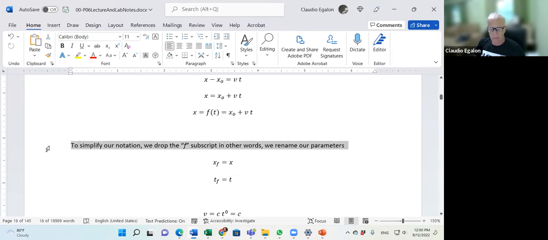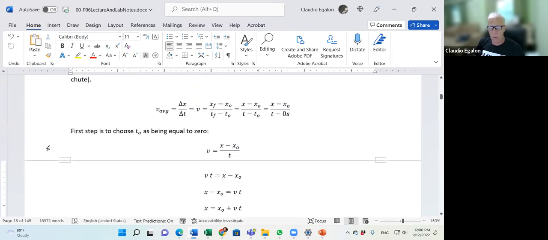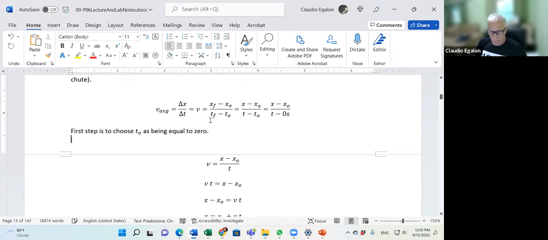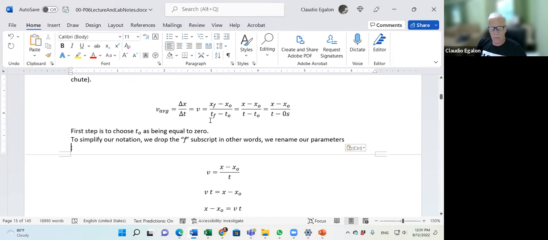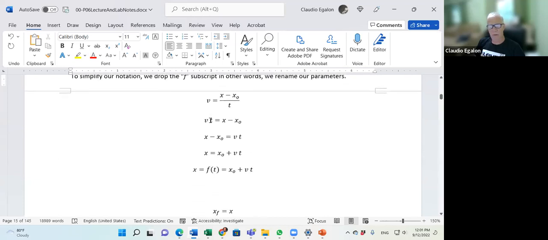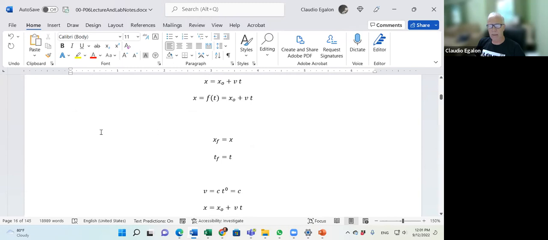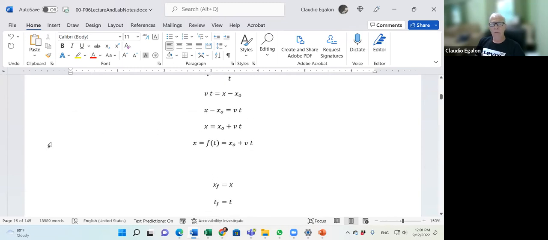To simplify our notation, we eliminate the f subscript. We can name our parameters, and that's what we have for uniform motion. We're going to elaborate a little bit more next time. Any questions?